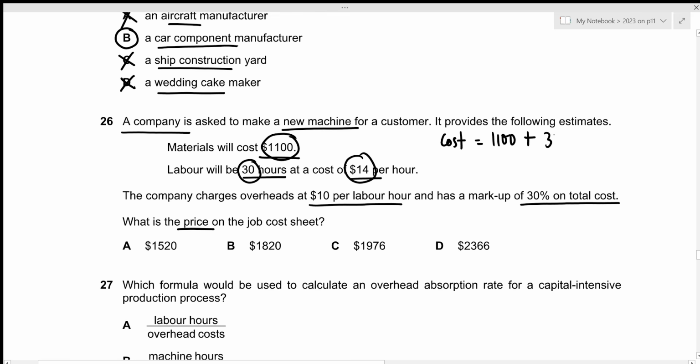So that will be 30 times 14. Then we have the overhead of 10 per labor hour. So that will be plus 30 hours multiplied by 10. This will give the total cost of the job to be 1,820.